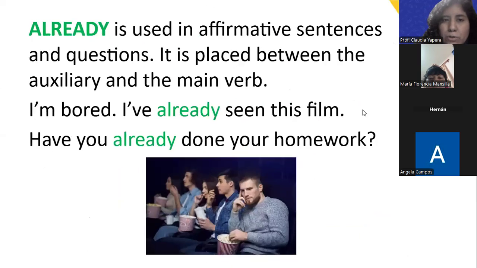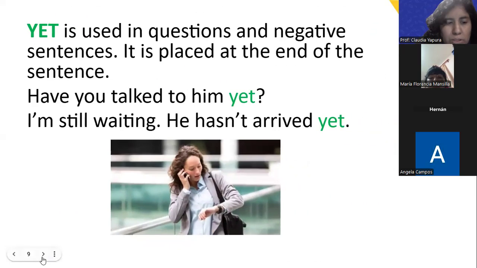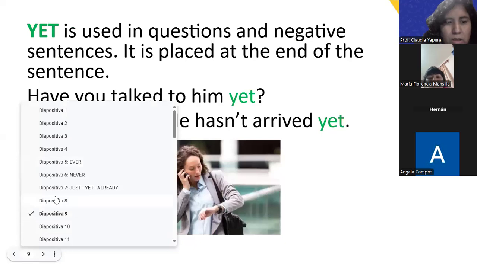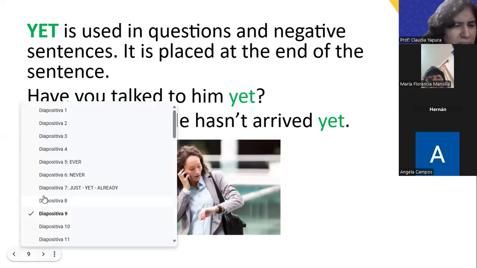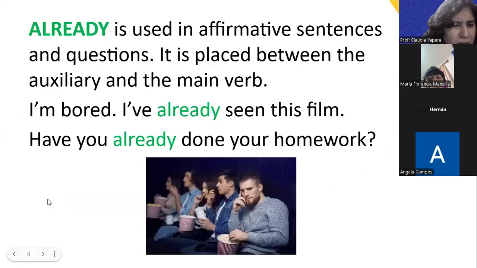You can also use already in affirmative sentences and questions. By the way, it's a place between the auxiliary and the main verb. I'm bored. I've already seen this movie or this film. Have you already done your homework? Yes. So it's mainly used in sentences.